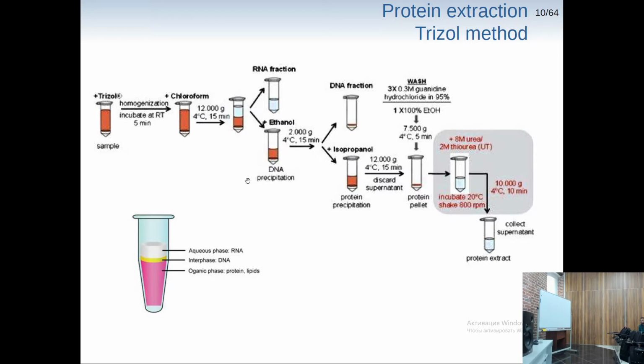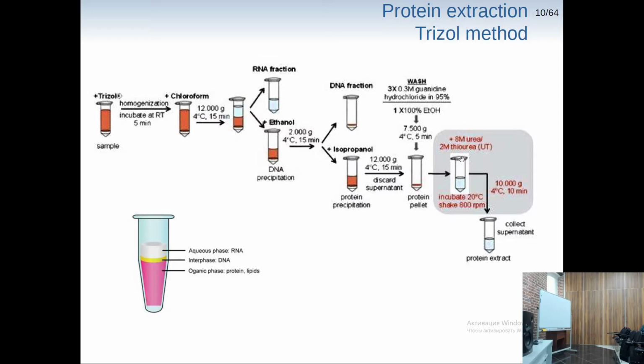Then you add some ethanol and do the same, and this will give you your DNA, mostly. And what you have here, you can actually add isopropanol, and most of your proteins will just become a pellet. You discard the supernatant, it's not a problem here. You have to wash your protein from phenol and other chemicals by using vanadium hydrochloride and ethanol. Then those proteins are insoluble because there is no water, and you have to solubilize them.